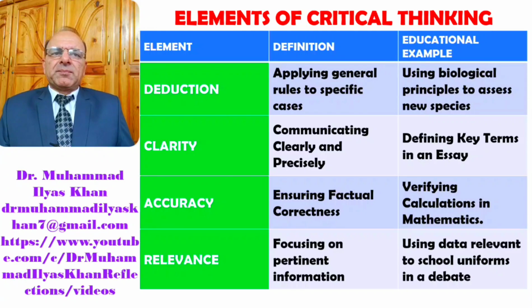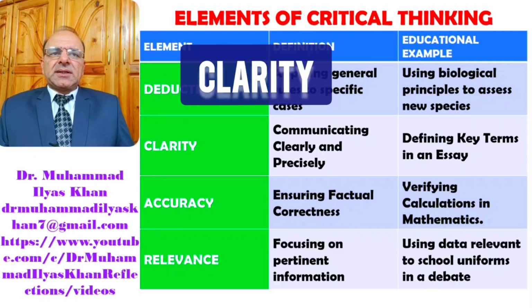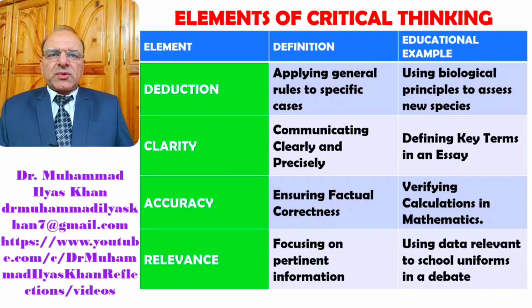For example, we can make use of biological principles or theories in order to assess new species in the light of the theories that have already been established. Clarity is another element of critical thinking, and that actually means that critical thinkers need to think clearly and to communicate clearly and precisely the information that they get through experiences or through observations.